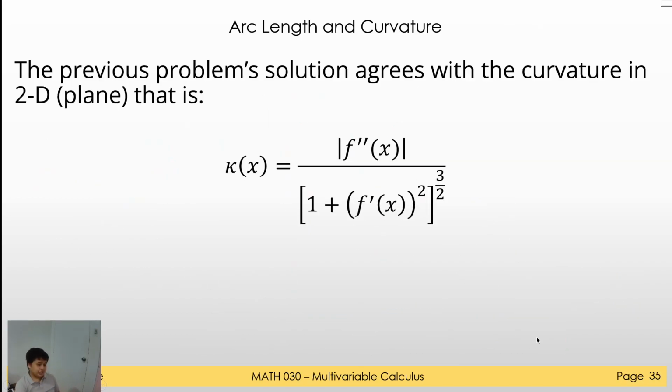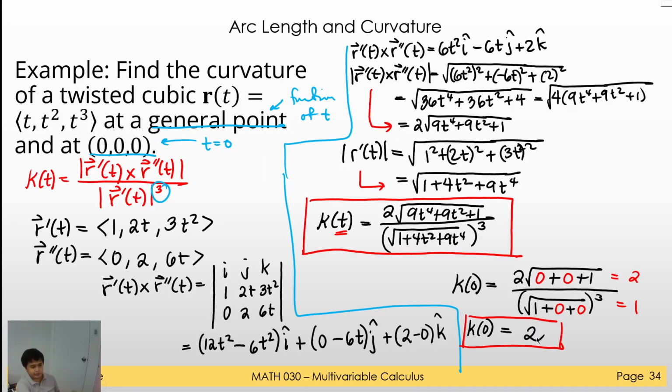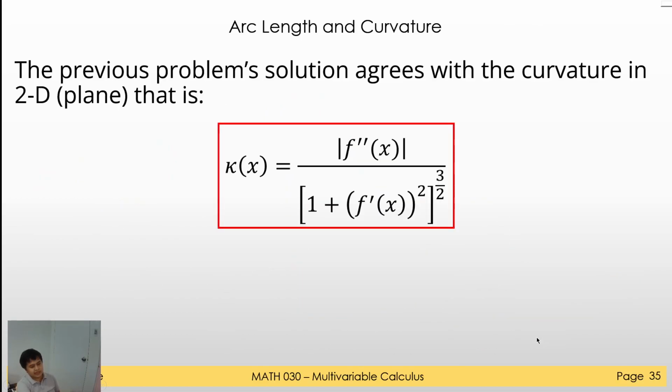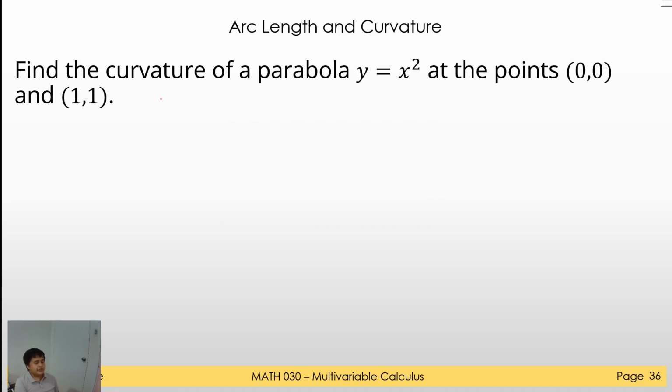Okay, so if you can observe, this has a similar formula for curvature in 2 dimensions. So we have this formula of curvature in only 2 dimensions. Although you might not be familiar with this, this formula exists. So let's just show that this formula also works. Find the curvature of the parabola at the points 0, 0, and 1, 1.